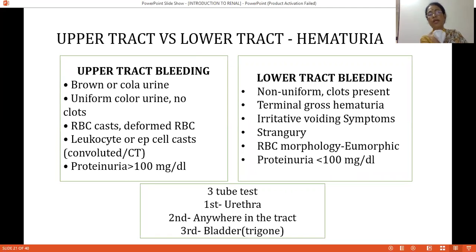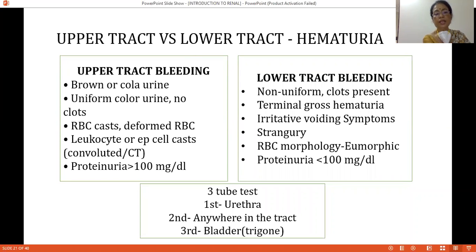But if it is lower urinary tract bleeding, it is not uniform, clot will be present, and there is terminal gross hematuria, irritation during voiding symptoms, strangury. RBC morphology will be eumorphic, no change. Proteinuria will be less than 100 milligram per dl. So you can do a 3 tube test also.